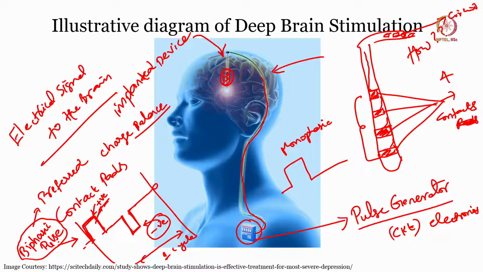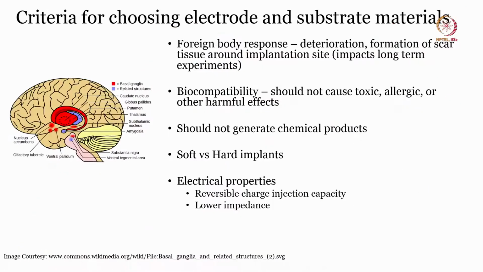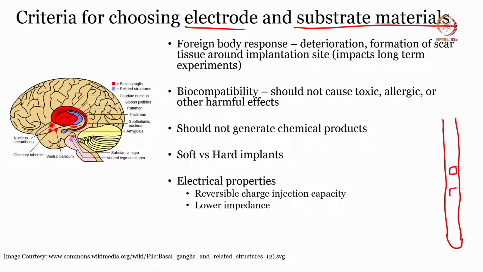So, this is how generally a deep brain stimulation device works. Let us see now what kind of electrode material I can choose, and what kind of substrate material I can choose. Let me tell you one thing. I have drawn the cylindrical structure like this, and there are contact pads, and there are wires that will go without short circuiting with each other. There is a whole lot of engineering involved in fabricating this device.